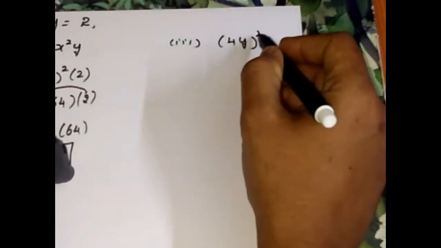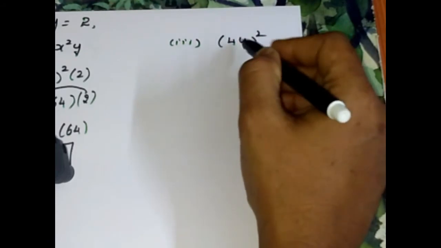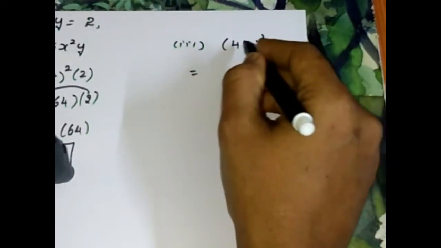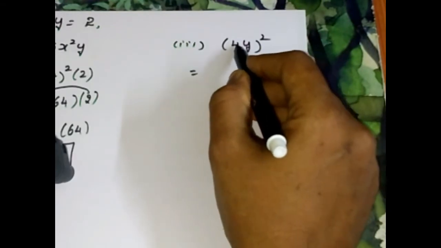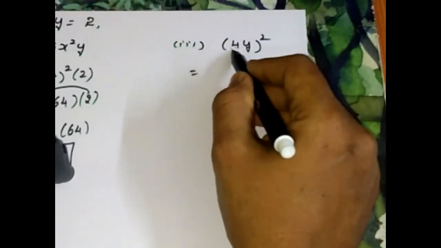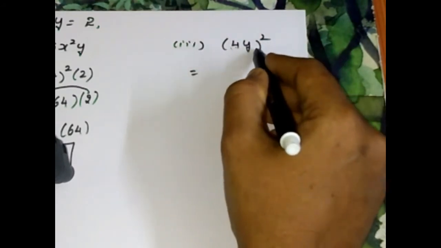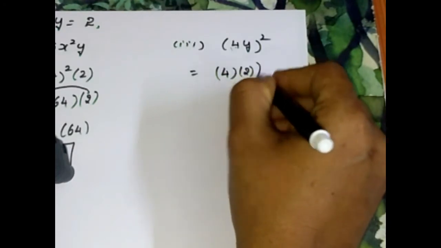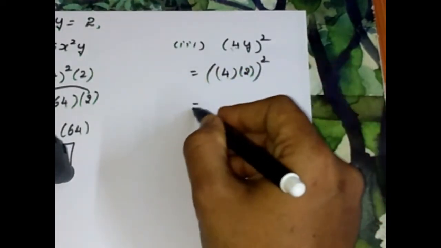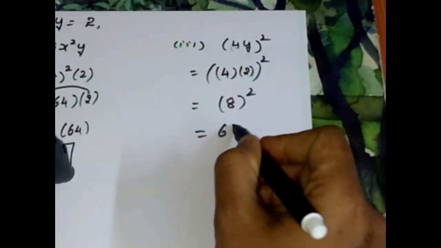Next, 4y whole square. See here, the square is given for 4 as well as for y. How do I read this? See here, 4y whole square. It means first you calculate the value of 4y. For the value of 4y, you need to apply square. What is the meaning of 4y? That is 4 into 2. And keep whole square as it is. 4 2s are 8. 8 square is 64.